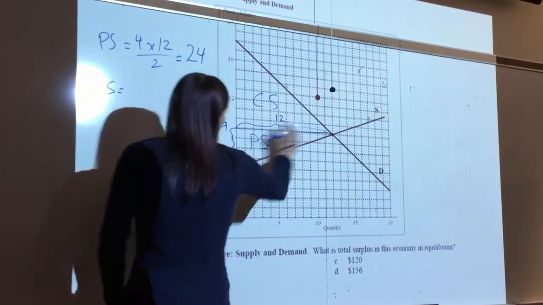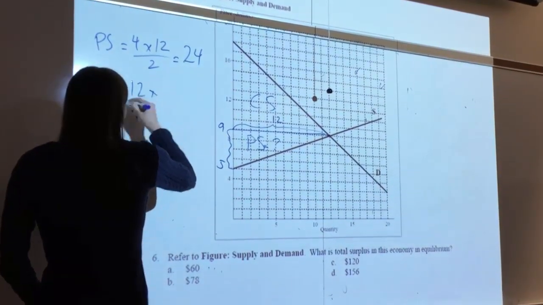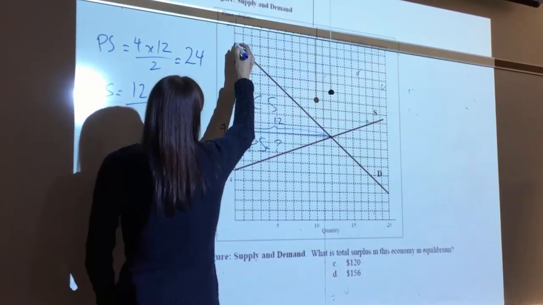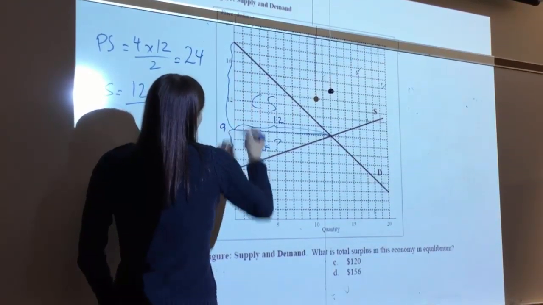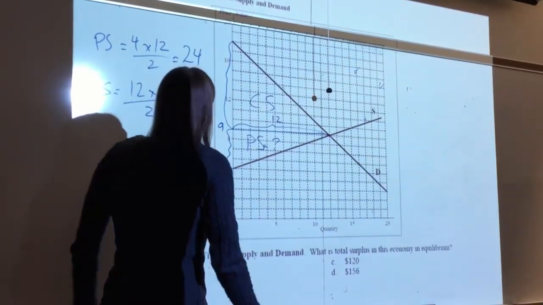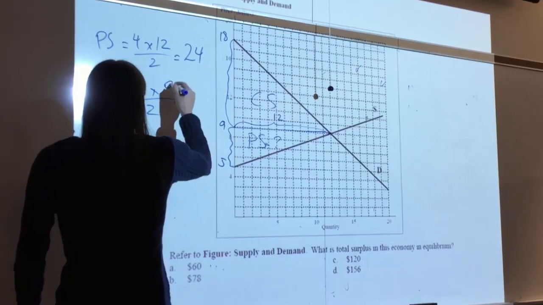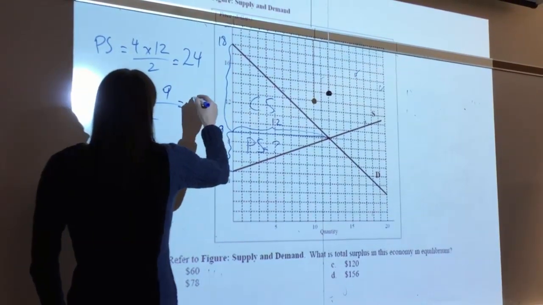All right, for this side, it is still the quantity in equilibrium, so that's still 12. And then we have that side, which is again the absolute value of the difference between the price at equilibrium and the intercept of the demand curve. So what is this? 18, right? Minus 9 times 9. So it is 54.